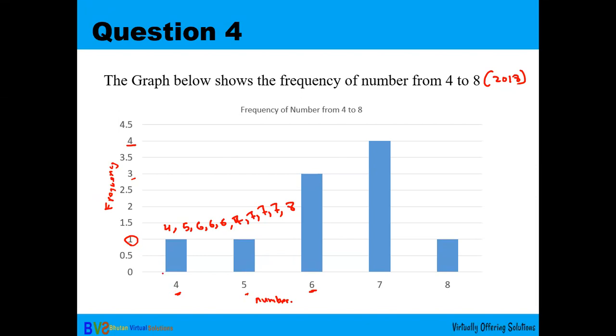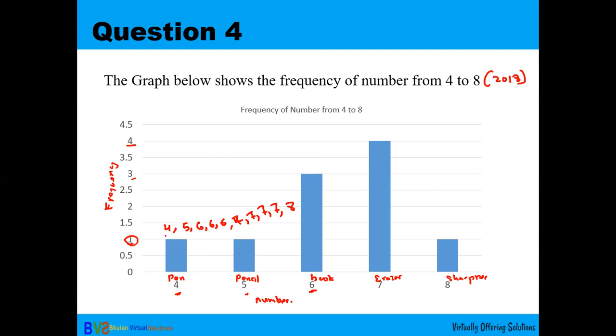Take number 4, number 4 items. Suppose you keep this as a pen, this as a pencil, this is a book, this is an eraser, and this is a sharpener. Watch: pen is repeating only one time. The frequency is how many times it is repeating.